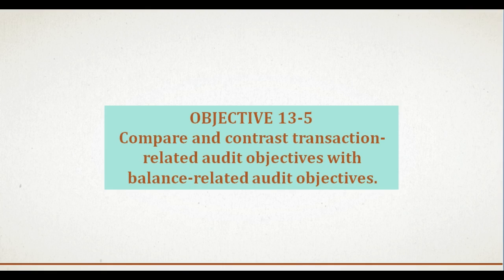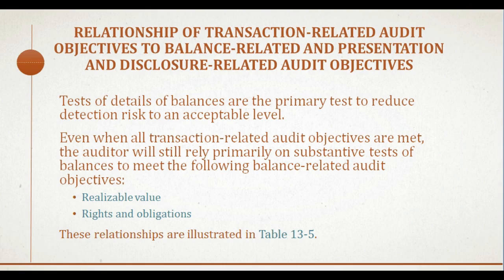Our next discussion will cover the comparison and contrasting of transaction-related audit objectives with balance-related audit objectives. Tests of details of balances are the primary test to reduce detection risk to an acceptable level. Even when all transaction-related audit objectives are met, the auditor will still rely primarily on substantive tests of balances to meet the following balance-related audit objectives, which are realizable value and rights and obligations.